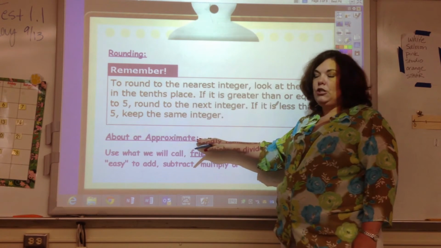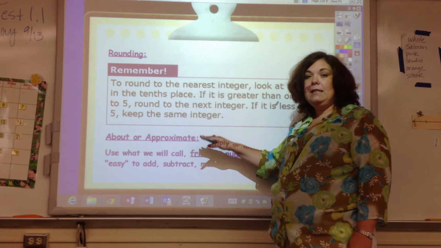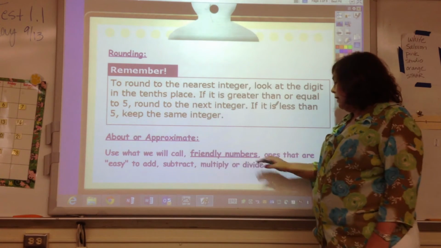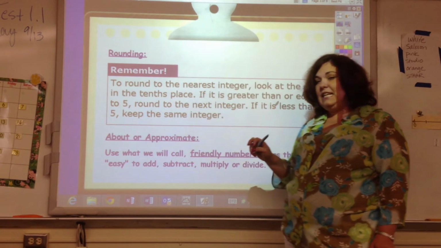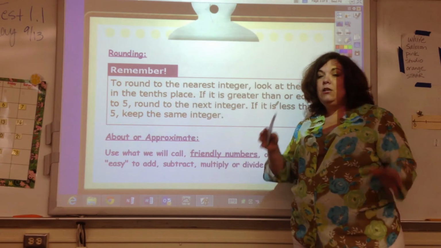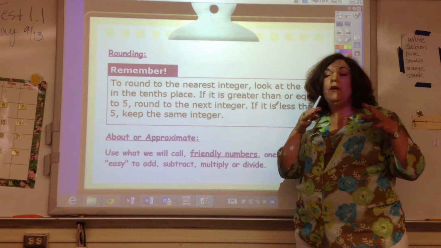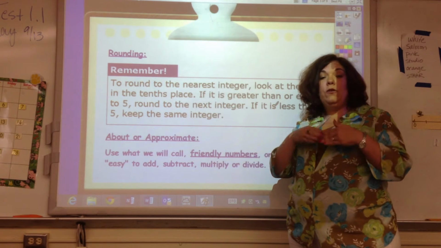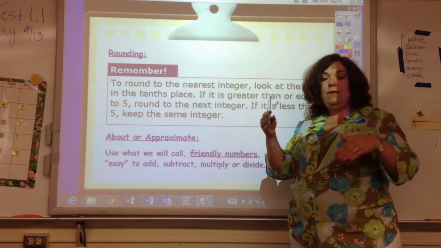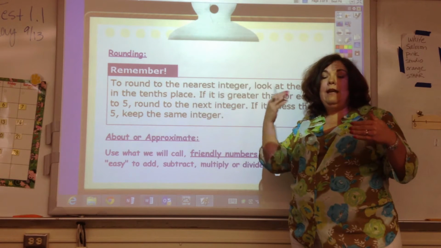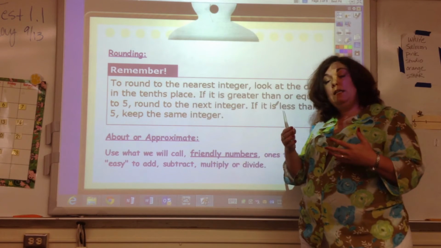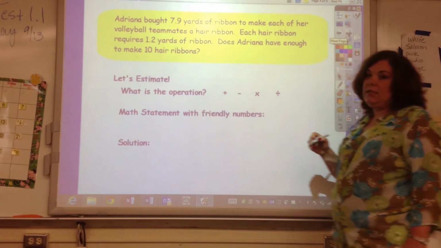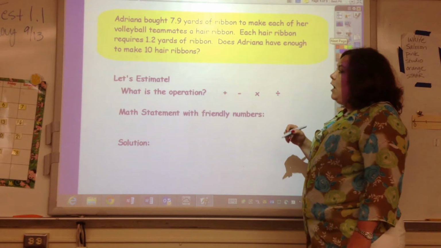Whenever the question asks for about or approximate, this is estimating, and we use what we call friendly numbers, ones that are easy to add, subtract, multiply, and divide. So you stretch the number or reduce the number to where the two numbers are friendly. And this would be like changing 39 to 40 and $1.75 to 2 and dividing, and 40 divided by 2 is 20. A lot easier than using the decimals. So let's look at how this plays out in word problems.